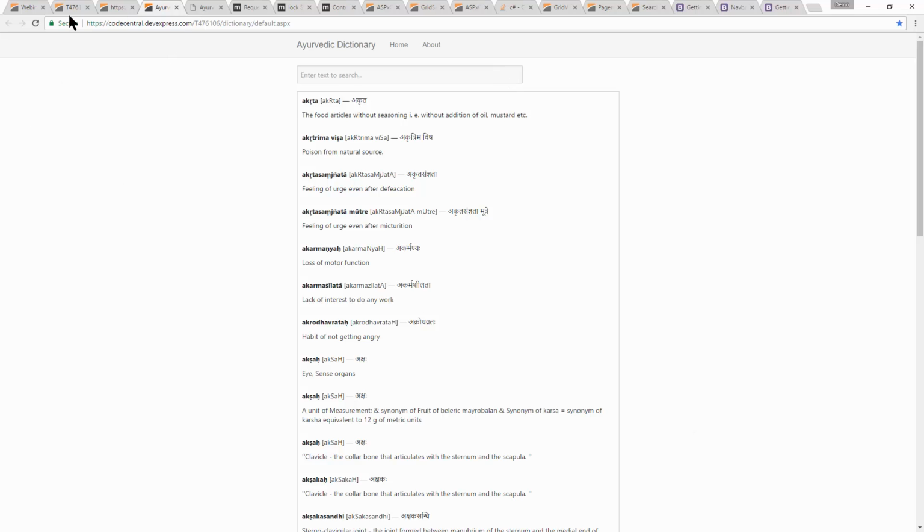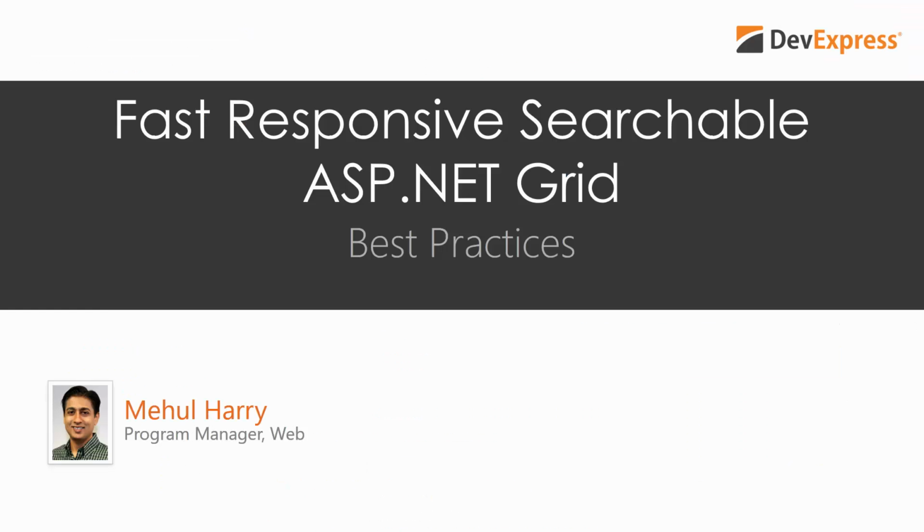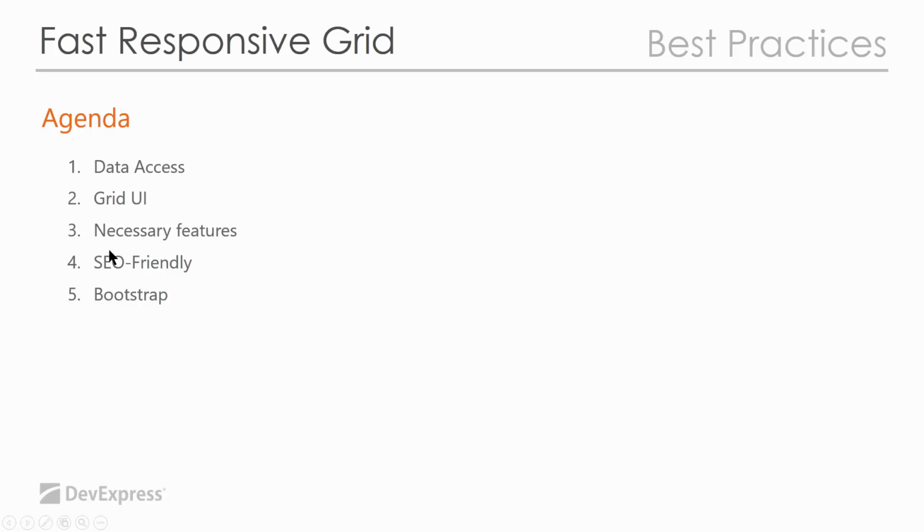So let's talk a little bit about the agenda. I'm going to be talking about that sample. And in the sample, I'll be talking about how we set up data access so that we can have a scalable ASP.NET site. What does a grid user interface look like? How do you create that list view?